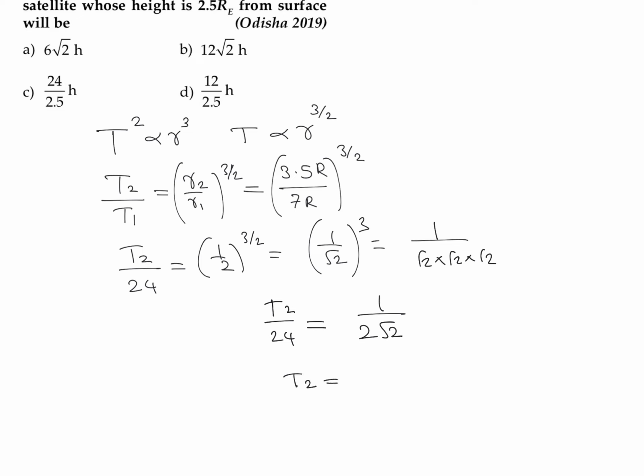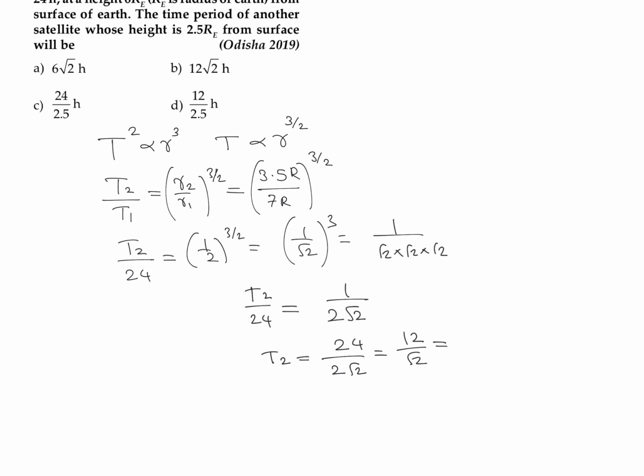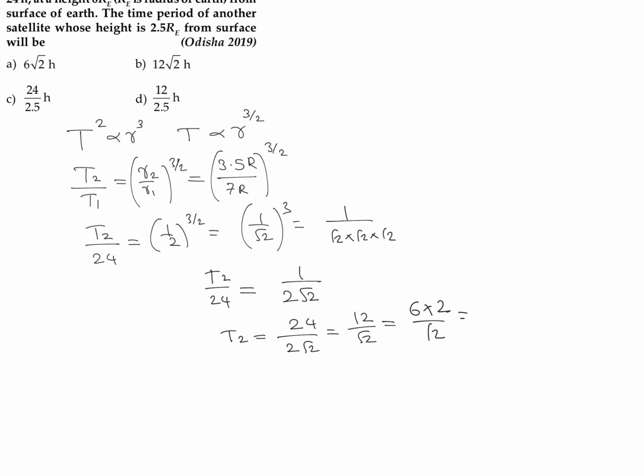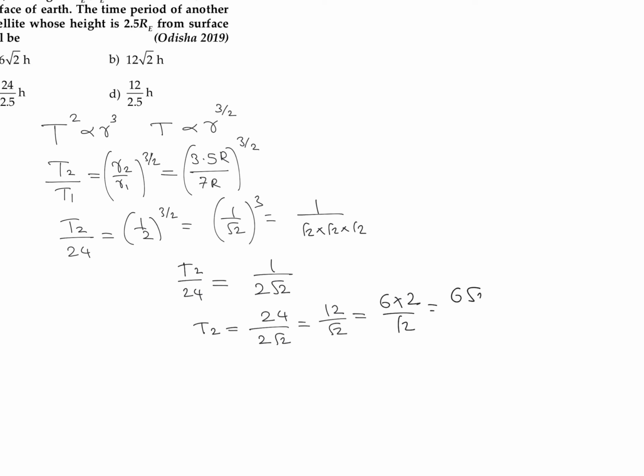So the value of T2 can be written as nothing but 24 divided by 2 root 2, or we can write this as equal to 12 divided by root 2. 12 by root 2 can be written as nothing but 6 into 2 divided by root 2. And if you cancel this 2 and this root 2, we can write this as equal to 6 root 2.